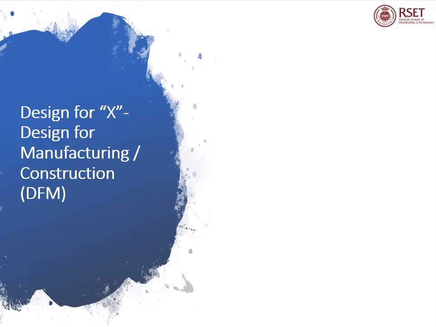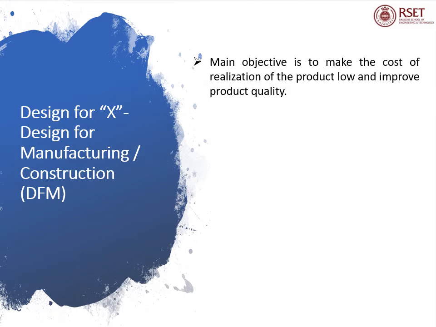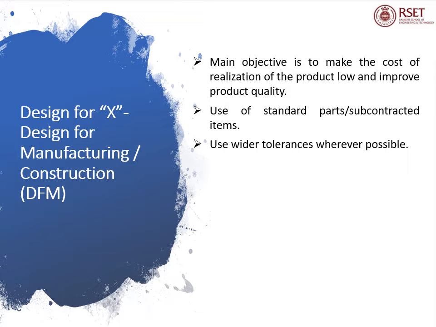First design for X is design for manufacturing or construction. It is also called DFM. The main objective is to make the cost of realization of the product low and improve the total product quality. It uses standard parts or subcontracted items, and it uses wide tolerances wherever possible. It also uses a method called group technology, and group technology is a manufacturing technique in which parts having similarities in geometry, manufacturing process or functions are manufactured in one location using a small number of machines or processes.